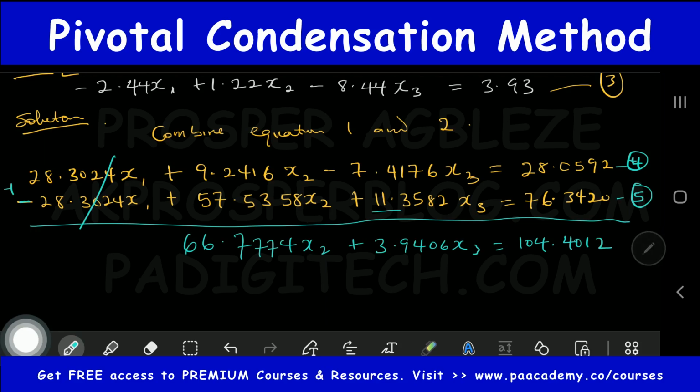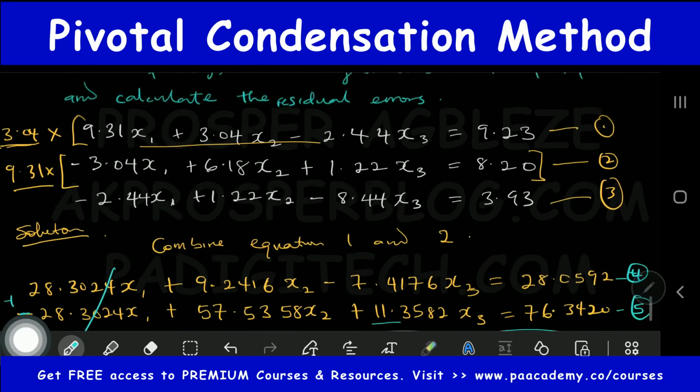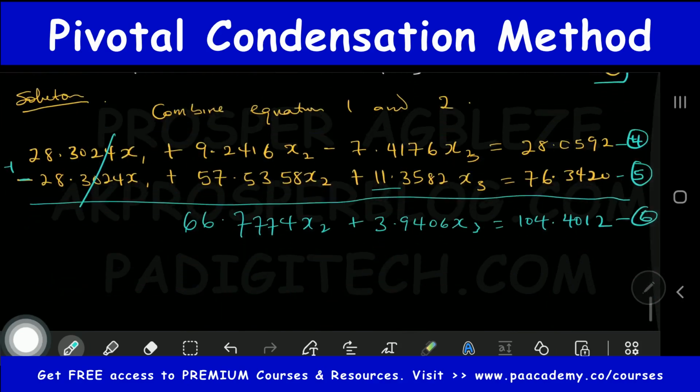104.4012. All right, so this that we've just gotten, let's take this to be our equation 6. Okay, so just take note of all of those equations. So with that being done, we've been able to compare equation 1 and 2. So now let's go ahead and repeat the same thing for equation 2 and 3.